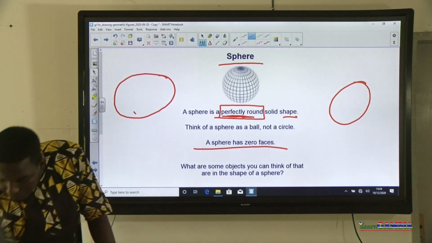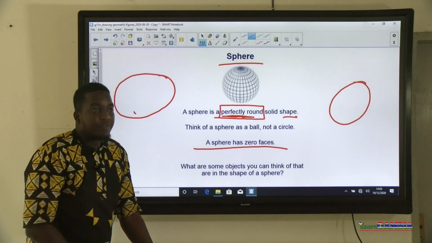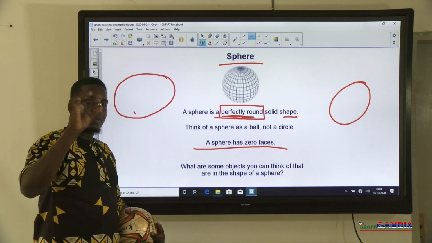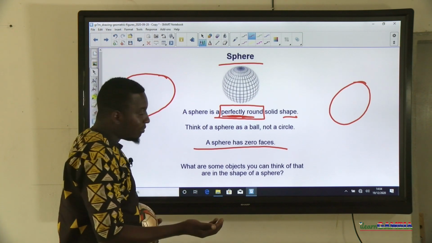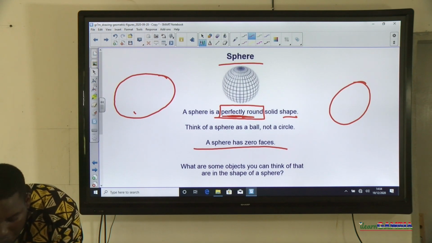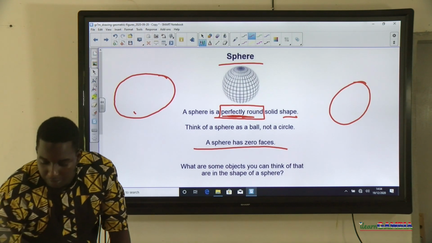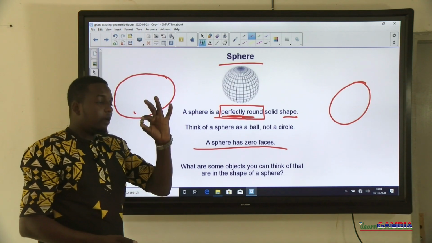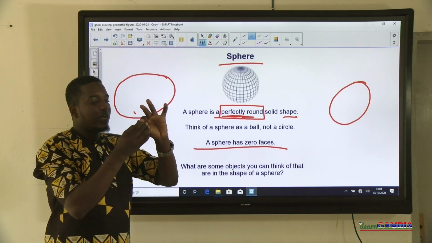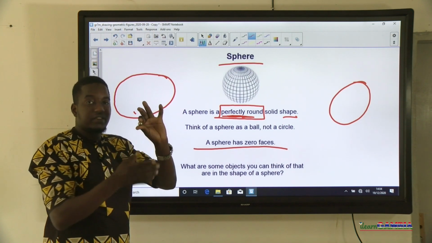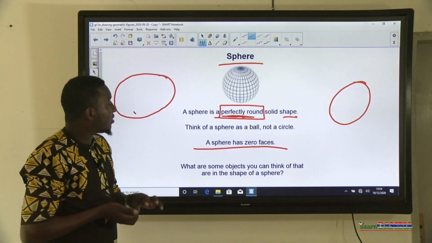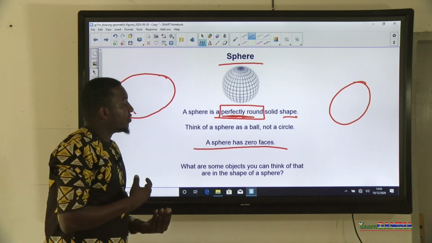The other object that we can have, and we can call it a sphere, is a marble. Now, if you look at marbles, they are perfectly round objects. A marble is a perfectly round object. Now, if you look at the object very well, you will know that it doesn't have any edges and it doesn't have any face. So these are objects that we classify to be spheres.